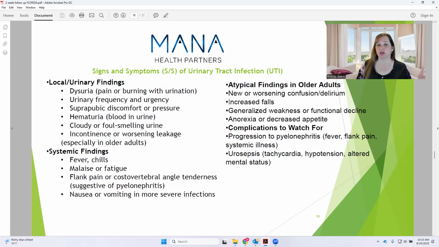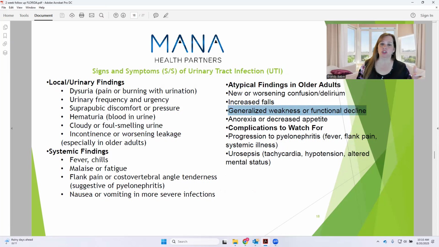So increased falls is an atypical finding that we find in older adults. Please do not do a urinalysis on every patient that has fallen. That is not the process here. Generalized weakness or functional decline. If all of a sudden, not gradually, but all of a sudden they can't get out of bed or they're not doing their usual activities, then of course we can look at that.